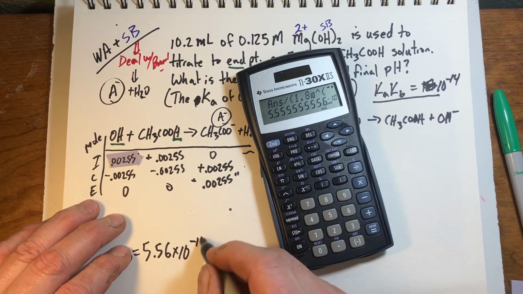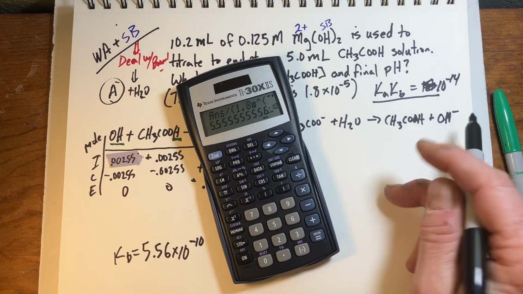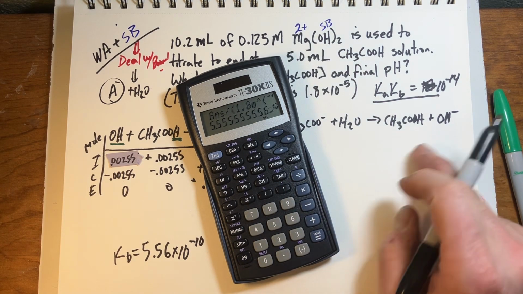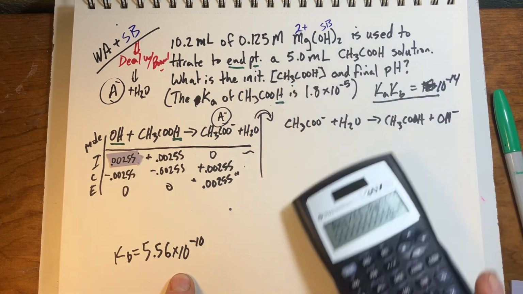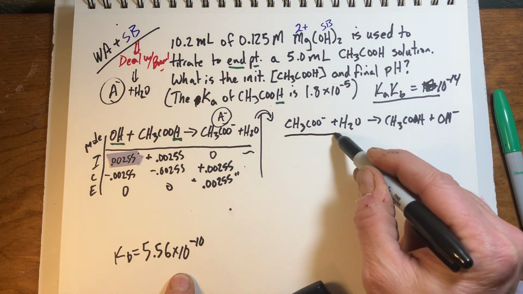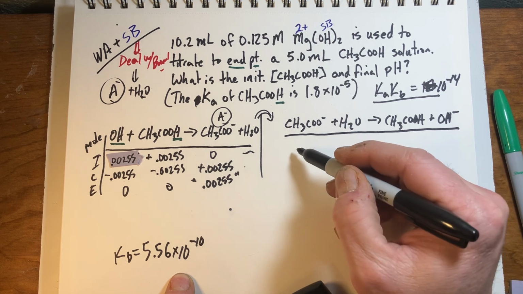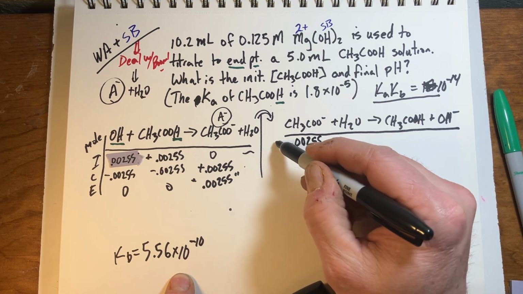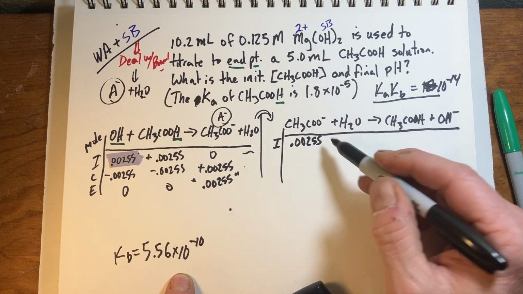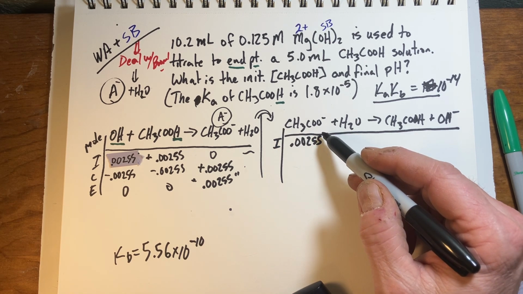That's really small, so we're not going to worry too much about it coming back, going to this side, towards the acetate, but it has some amount that's not 0. Okay, fine, Dr. P, what do we do with this? Well, we take that 0.00255 as our initial starting point for the acetate anion.